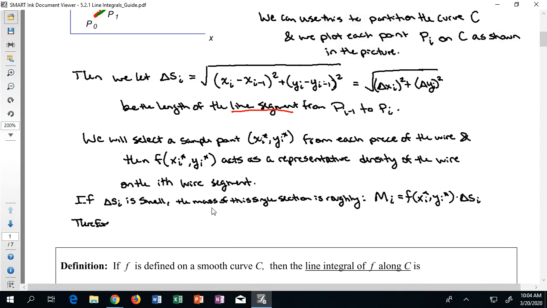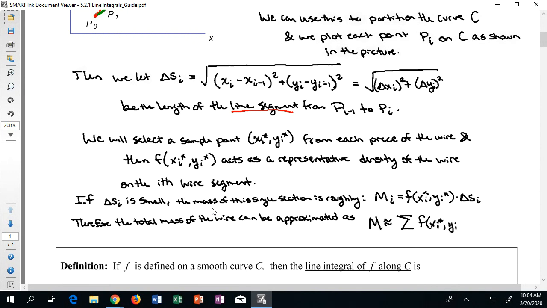So I could then say, therefore, the total mass of the wire can be approximated as, and I could really say that the total mass is, just go through and add up all of these little individual masses as you move down the wire. Start at piece number 1 and go until you hit piece number n.